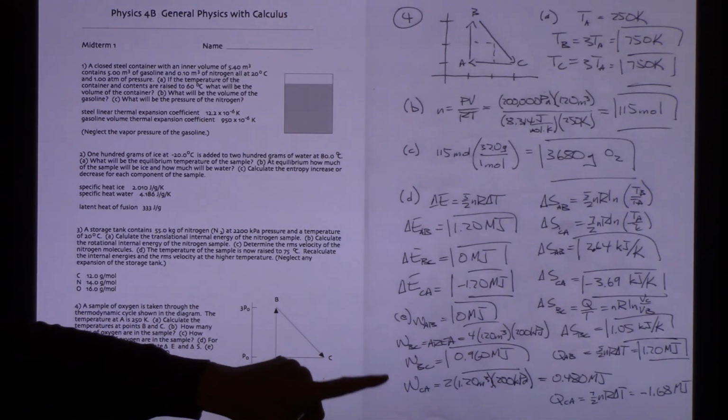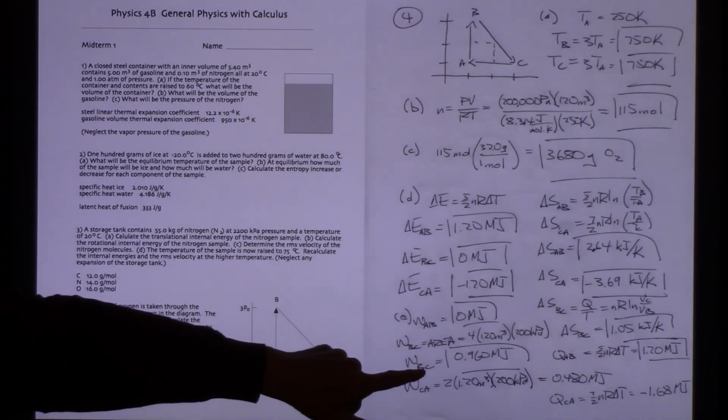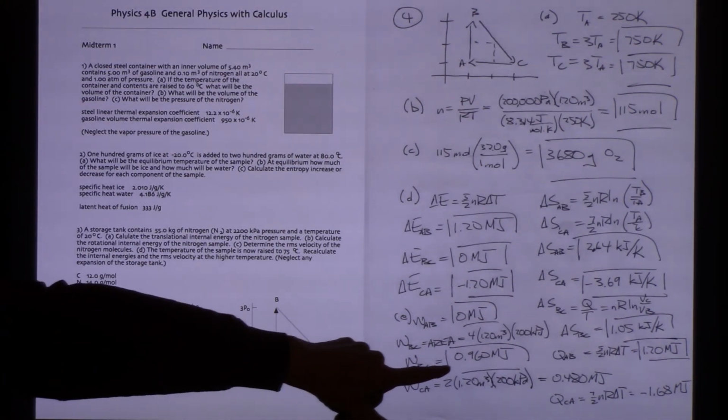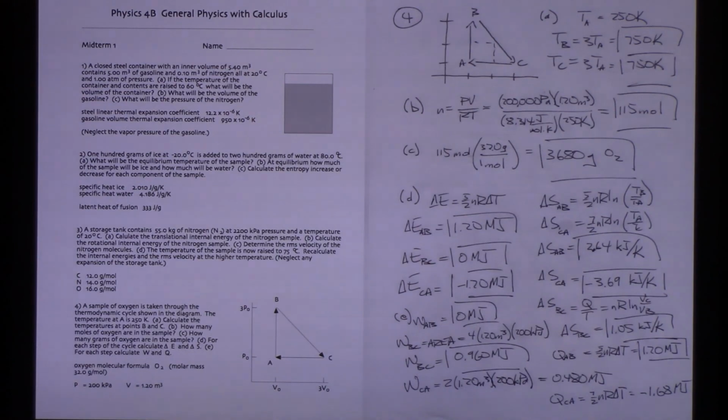So I know that the overall internal energy did not change, and that means that QBC will be equal to WBC. So that's what it is. It's the 0.960. I am sorry I left that out. That's crazy. Okay. Yeah, I have to go back and remember to write that back in.